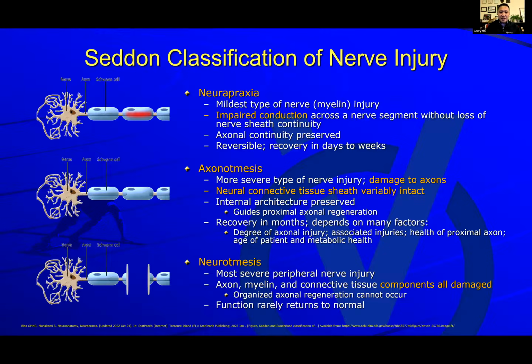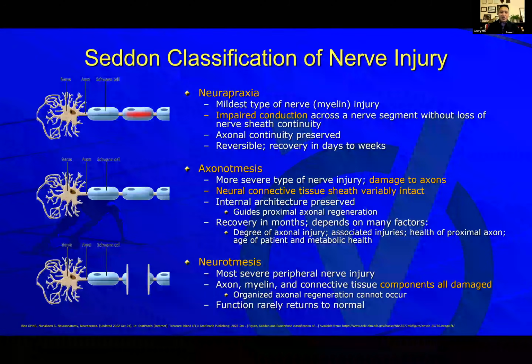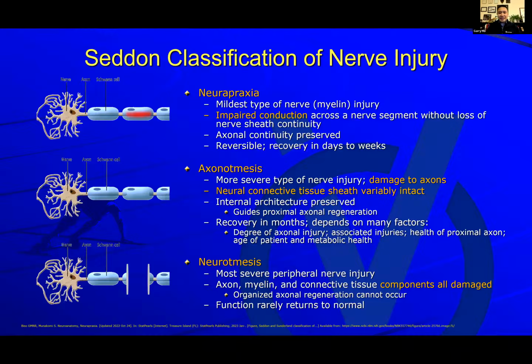Axonotmesis is a little bit more severe. It represents a spectrum of intermediate levels of severity of nerve injury. In this type of injury, you have damage and compromise of the actual axon. However, the surrounding connective tissue sheath in this myelinated axon is reasonably preserved. How much or how little it's intact will depend on how severe the nerve injury is. But because the surrounding connective tissue sheath is still there, it allows the disrupted ends of the axon to regenerate. And this connective tissue sheath serves as a scaffold to guide that regeneration, so that the injured or torn ends have a way to grow towards each other and reconnect.